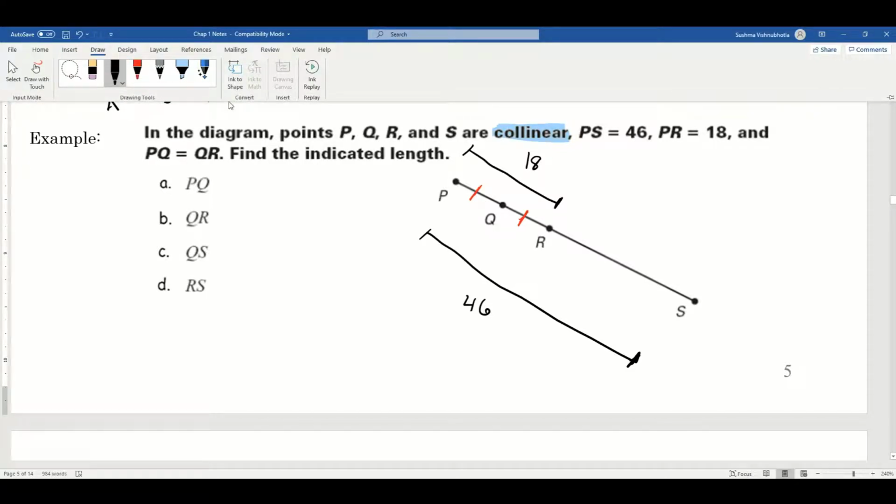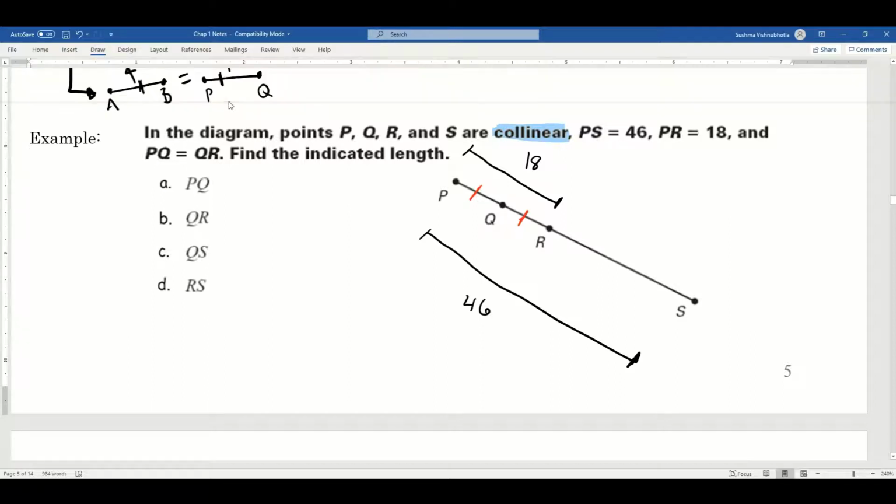I like to fill these out at the end, but as you can probably see visually here, the distance between P to R is 18, and Q is exactly in the middle. That's what these tick marks mean, because this length and this length are equal to each other. So PQ and QR both have to be 9. So PQ is 9, and there's no units, so you don't have to put any. QR is 9.